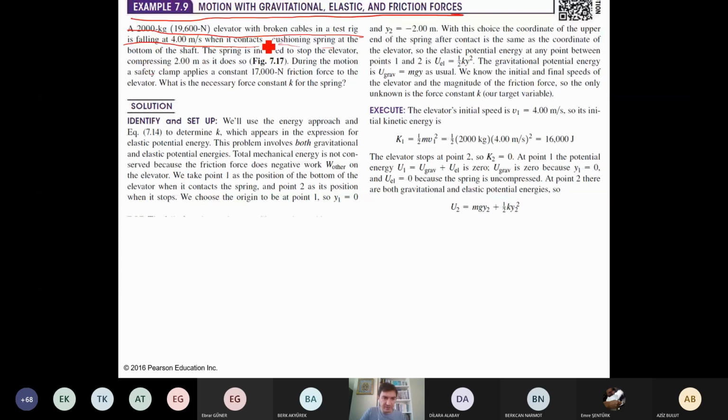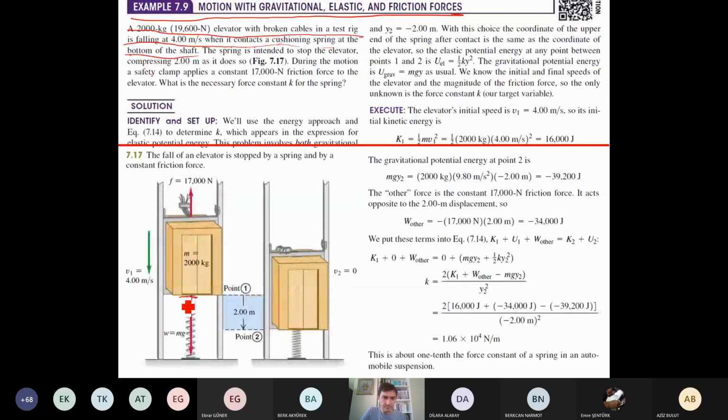Here is the picture. This is the cushioning spring. You see, this is the elevator, and this is the cable. The cable is broken. The spring is intended to stop the elevator, compressing 2 meters as it does so. During the motion, a safety clamp applies a constant 17,000 Newton friction force to the elevator. What is the necessary force constant K for the spring?